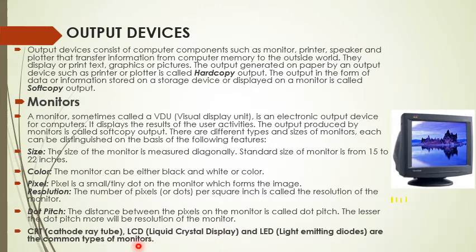Monitors are categorized into three types. One is a CRT monitor, cathode ray tube, then liquid crystal display, which is LCD, and the third one is LED, light emitting diode, and another one which we got is a TFT. So these are different types of monitors.